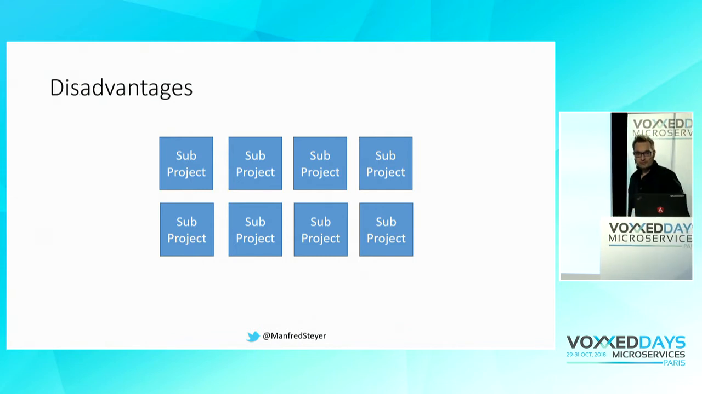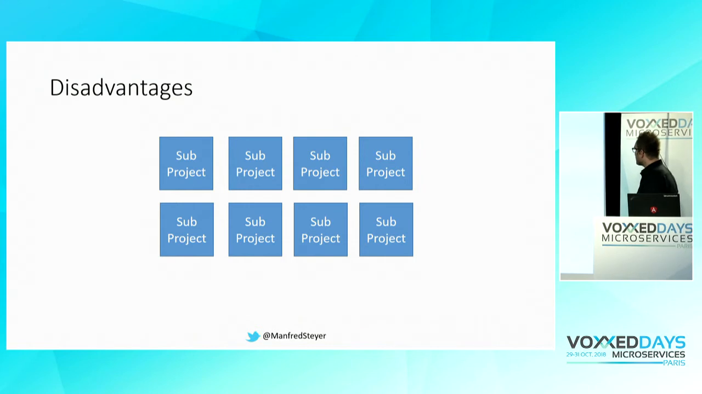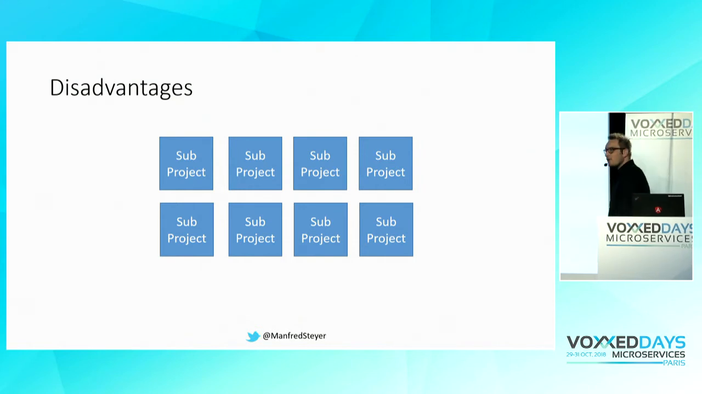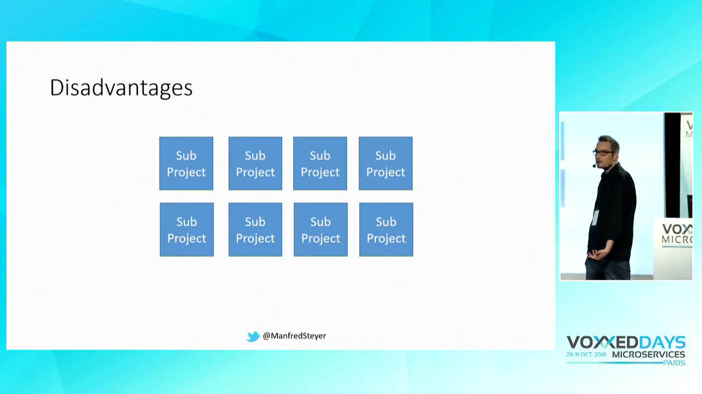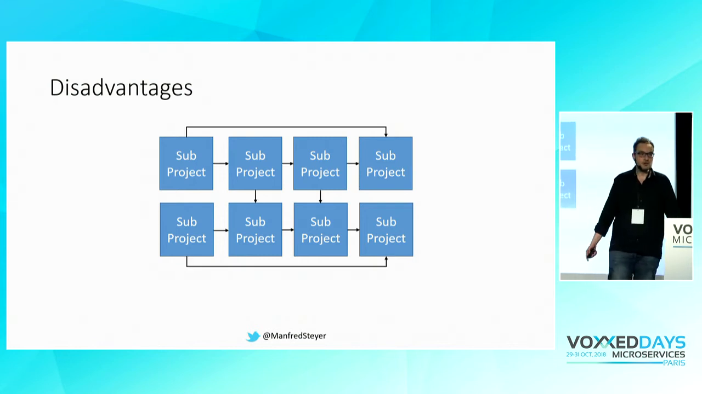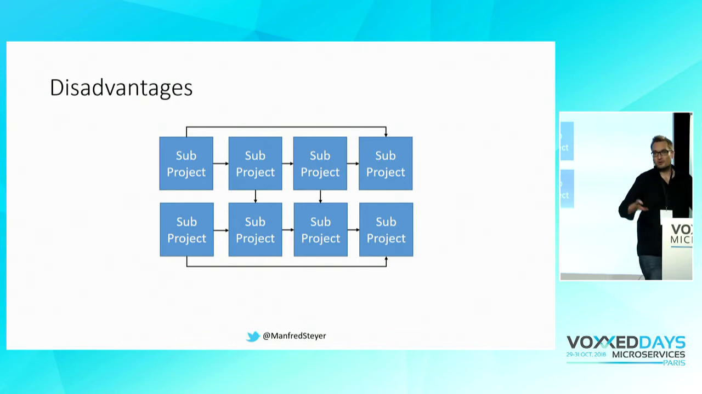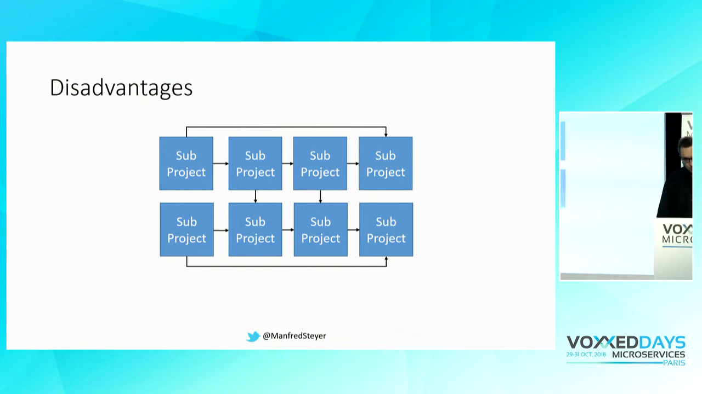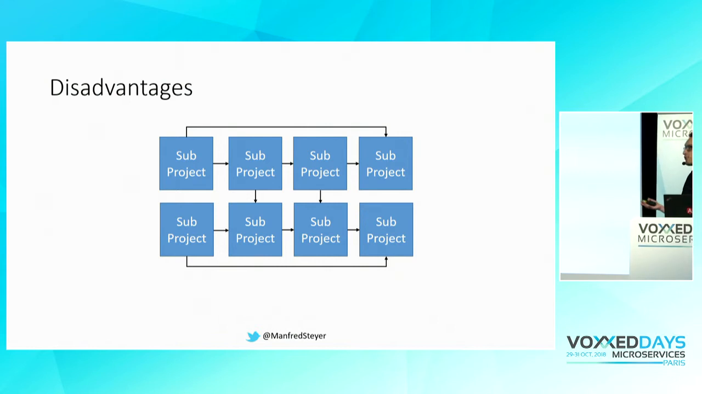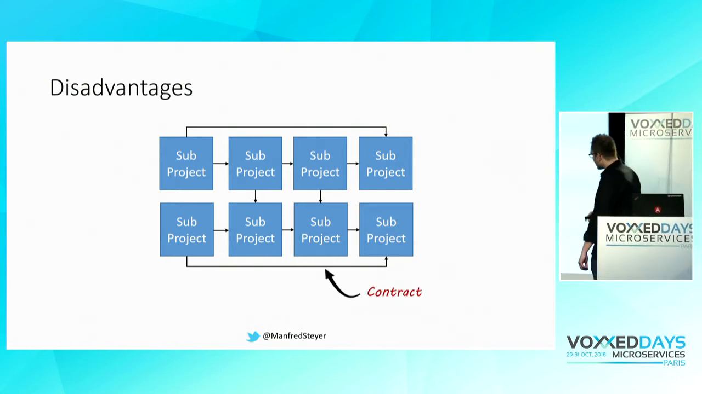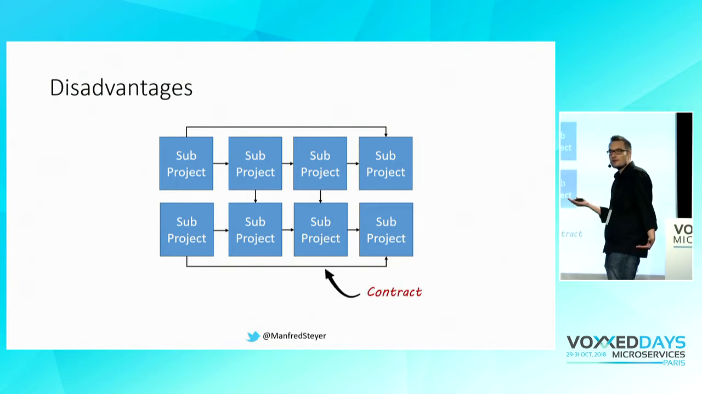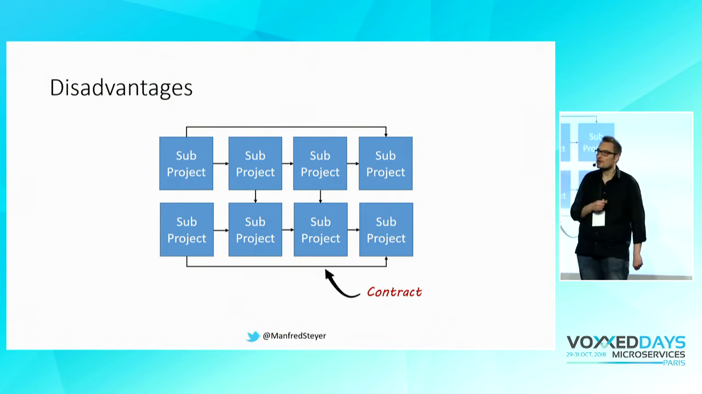And there are also some other disadvantages. For instance, we still have several projects. So one more time, all the advantages are disadvantages too, because these projects are talking to each other. And every time, you know this when you are dealing with microservices, every time one project talks to another project, you have a contract. And of course, contracts are difficult to change.